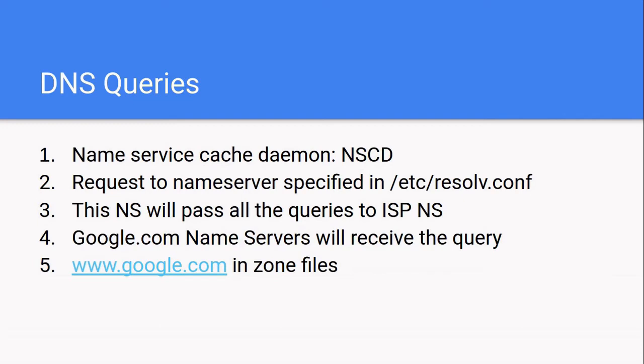Alright, if it doesn't find it, it will move ahead to the next part, that is it will try to find an entry in the file called /etc/resolv.conf. In this file you can manually write the domain name, and next to it you can write the IP, and now this will be passed to the name server. Now this name server will be passing all the queries to the internet service provider name servers.